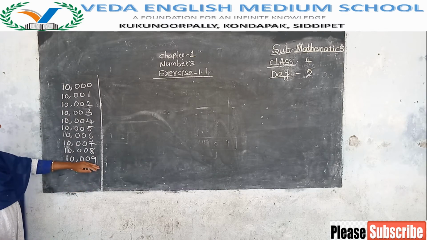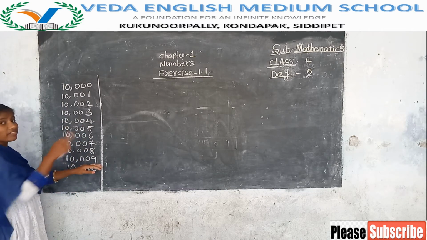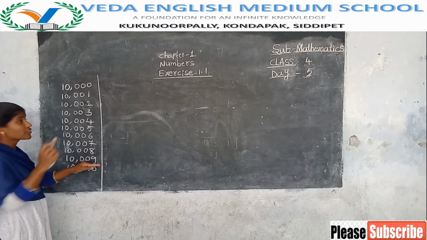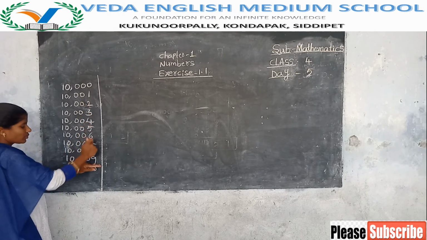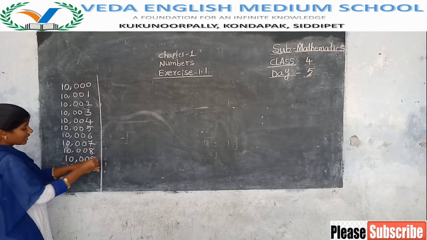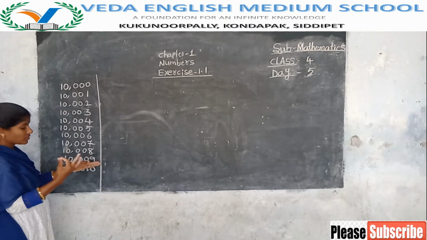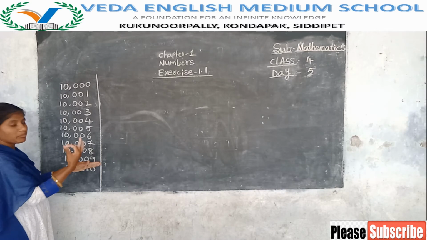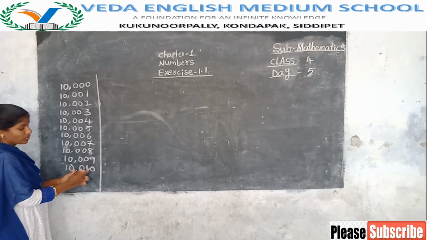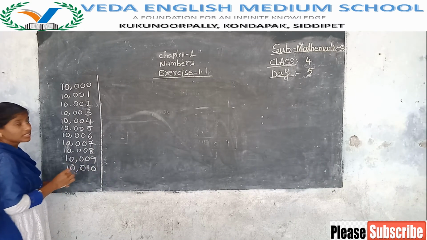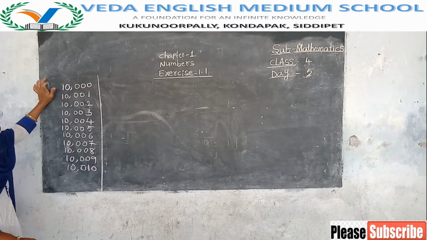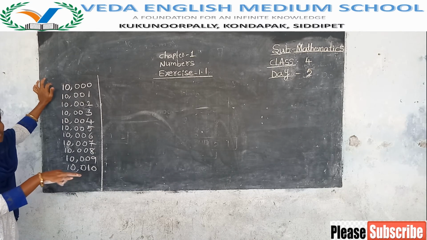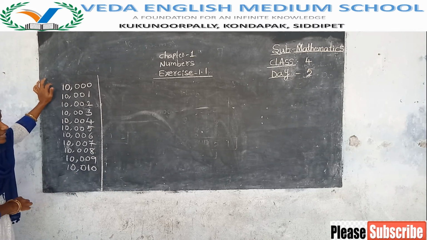These are 1-digit numbers, from 1 to 9. While we are writing 1-digit numbers, only the ones place is changing. Then after 9, we have 2-digit numbers. While we are writing 2-digit numbers, the number goes to the tens place also. Now in this 10,000 we have 5 digits. That means we are learning about 5-digit numbers.